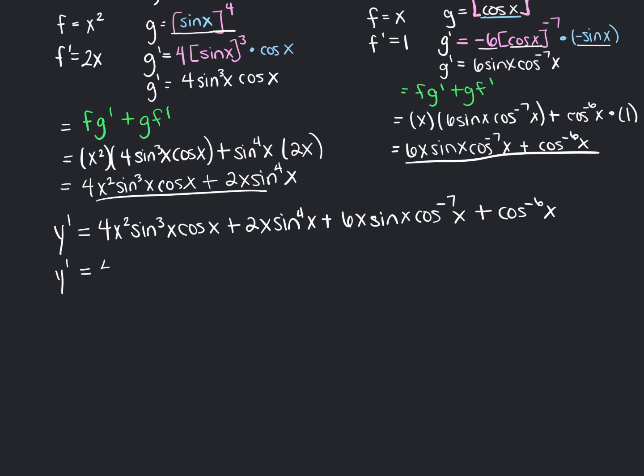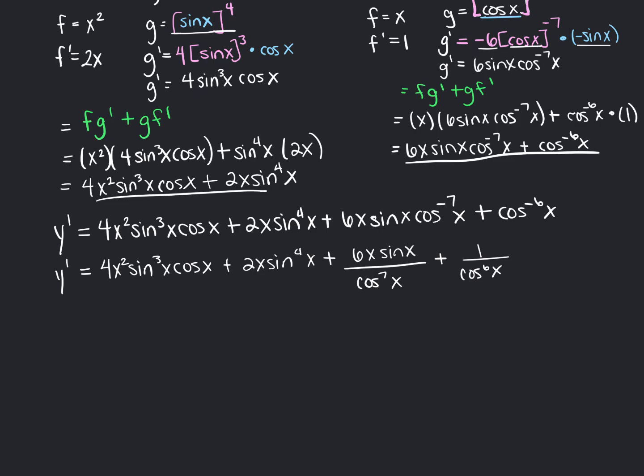So our final answer would be 4x squared sine cubed x cosine x plus 2x sine to the 4th x plus 6x sine x over cosine to the 7th x plus 1 over cosine to the 6th x. Are there other ways I could clean this up some more? Sure, but I would take this as a final answer.